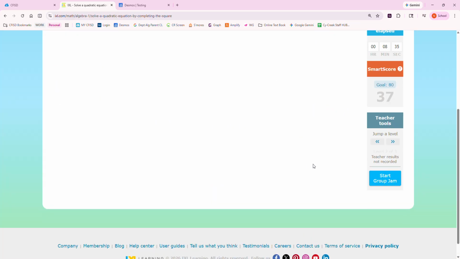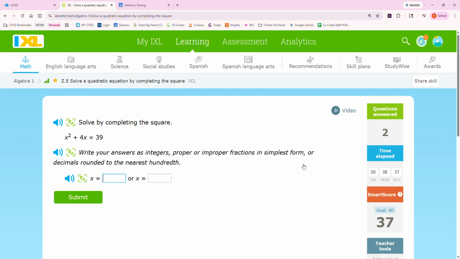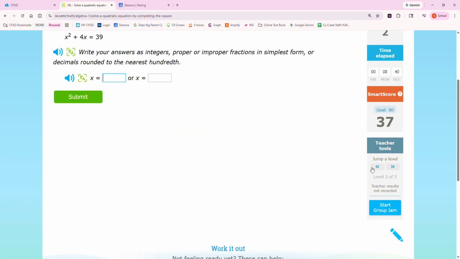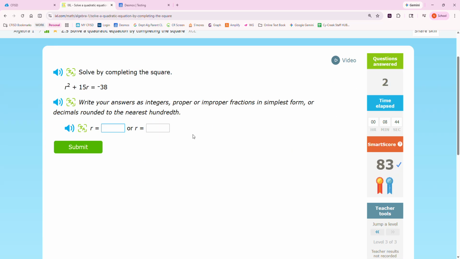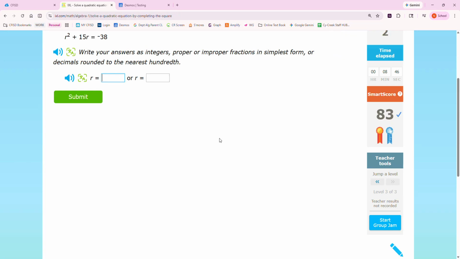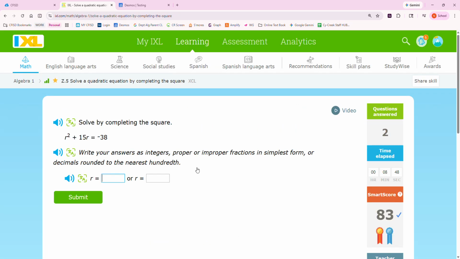Let's see. Let's do a hard level. All of these, because they want you to round to the nearest hundredths, it's not a big deal. So just go forward and do that one, and you should be fine.